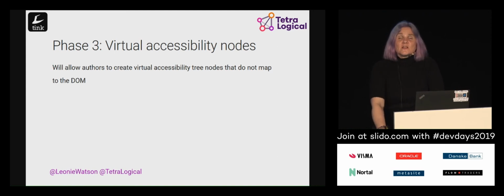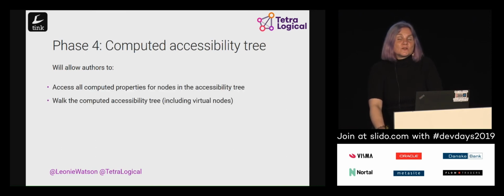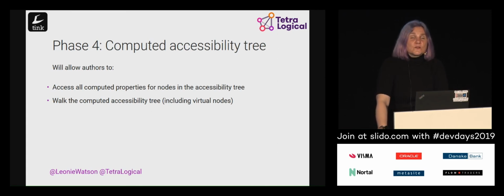This still needs a lot of specification. It's not really clear how much we're going to be able to do, what kind of element or control or content we're going to be able to add, but this is the long-term goal. And lastly, phase 4, we're going to have access to the computed accessibility tree. So in the same way we can get access to the computed styles, we'll be able to get hold of computed accessibility information, and that includes any virtual nodes that we've added to the accessibility tree ourselves.